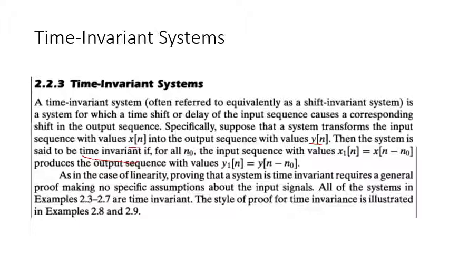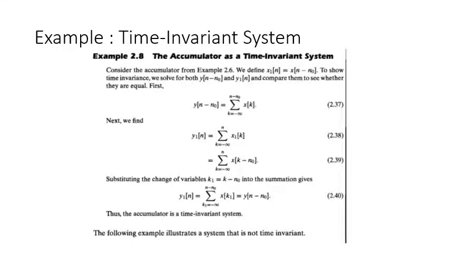If for all n0, that is, for all delays, the input sequence delayed as you see here produces the output values this. So it means that if there is a delay at the input, there must be a delay at the output. So how can we prove whether the system is time invariant or not? Let's have a look at the next slide. Again, this is the same system, the accumulator, and we want to prove whether the system is time invariant or not.